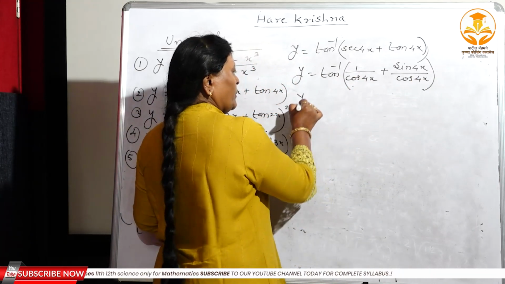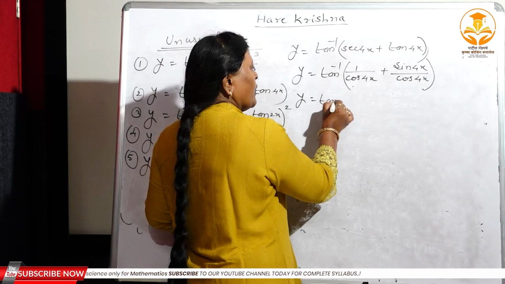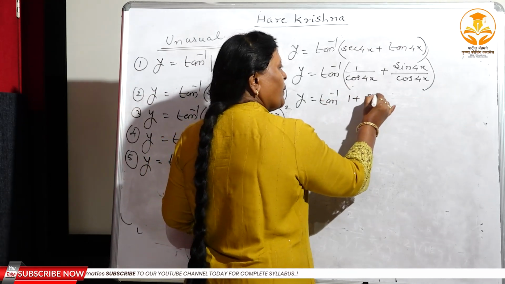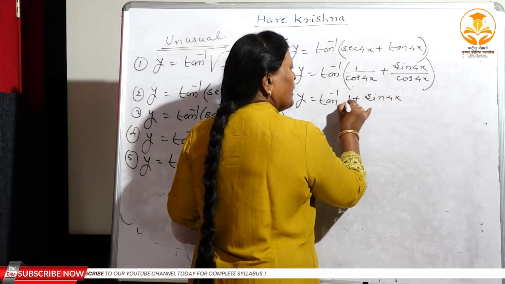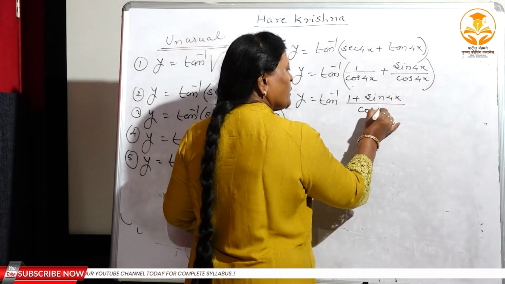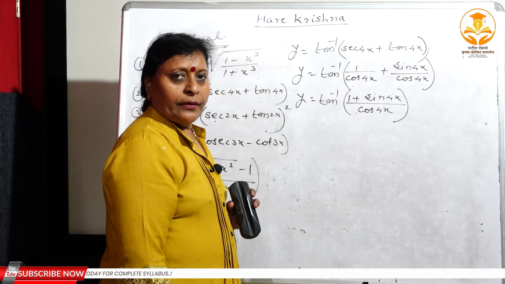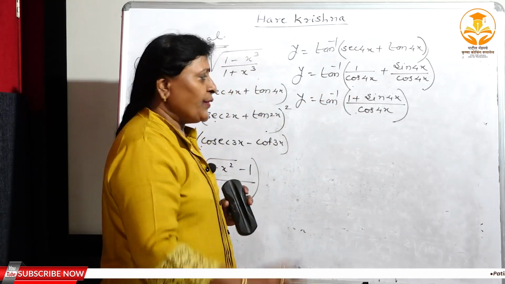Now see, tan inverse. Since the denominator is the same, directly add the numerator, that is 1 plus sin 4x divided by cos 4x, and such a type of problem we have done already in the last video here.